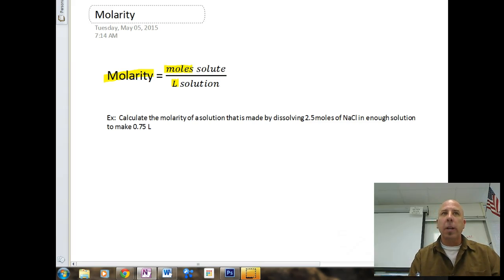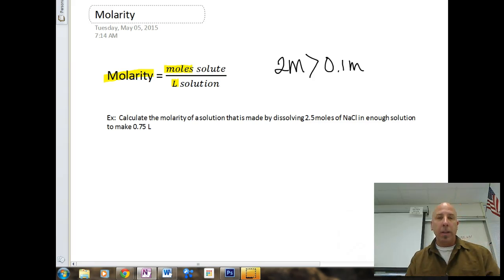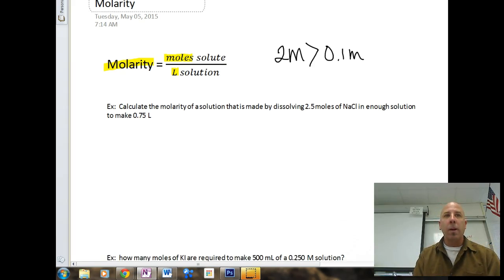Chemists can easily look at any solution and see what the molarity is. If we had a solution that was 2 molar, or a molarity of 2, that solution would be more concentrated than a solution of, let's say, 0.1 molar. It immediately tells a chemist whether to treat a solution with a little more respect. They can tell how many moles of solute are in a liter of solution. So let's dive into a problem involving molarity.